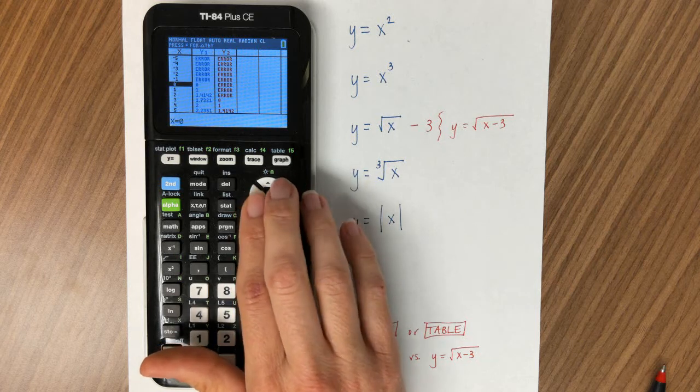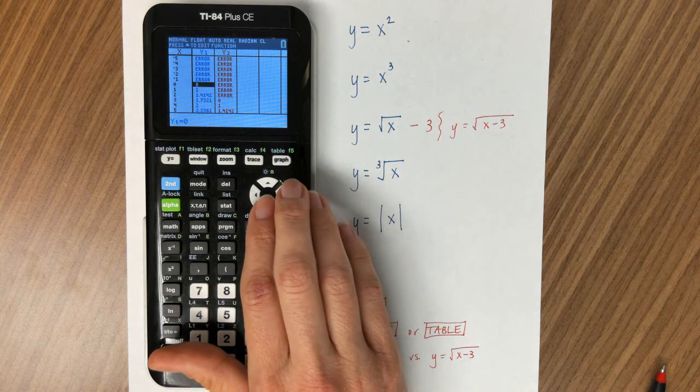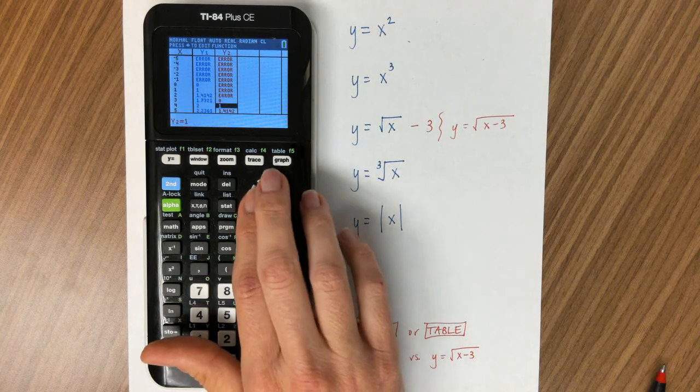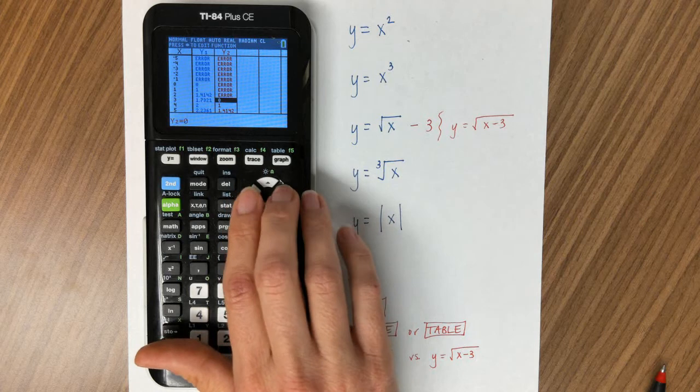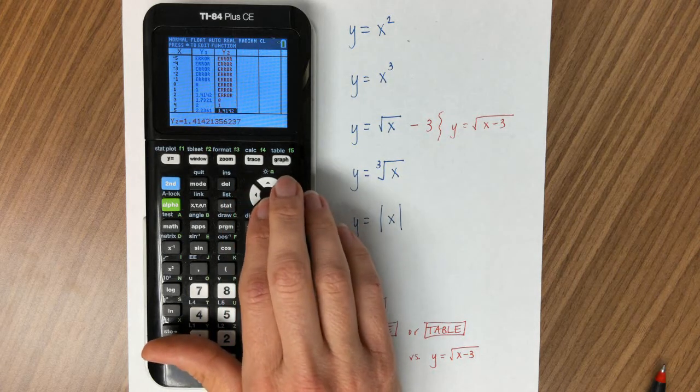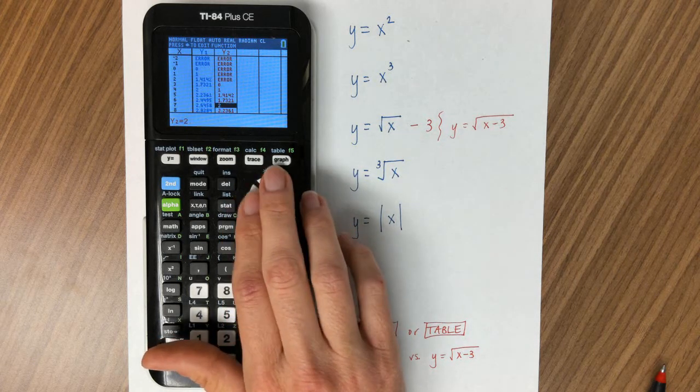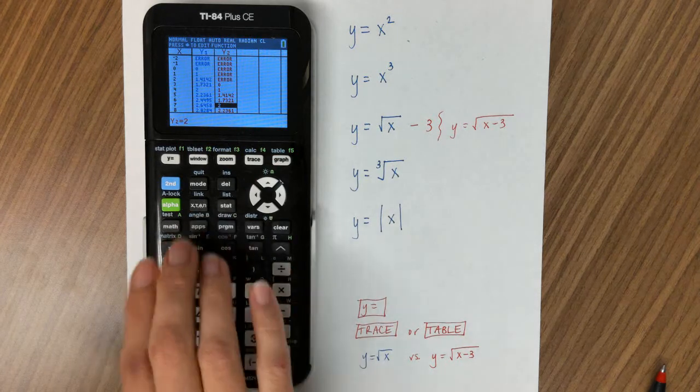But starting with x equals 0, we've got y equals 0, there's 1, 1, there's 4, 2. And then over here for our square root of x minus 3 function, we've got the ordered pair 3, 0, 4, 1, 7, 2, etc. So you can see that in the table as well.